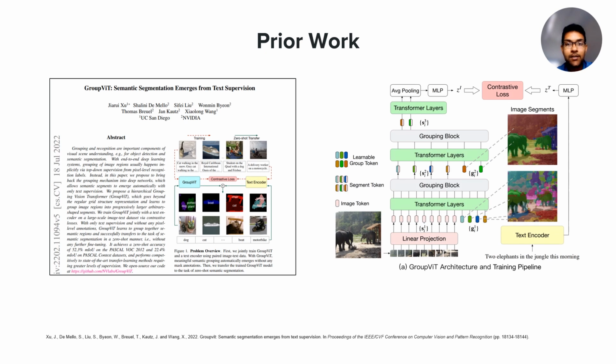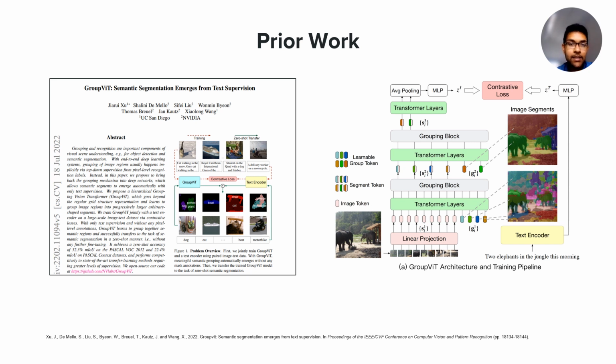Yet another popular work, GroupViT, proposes a modified vision transformer architecture with separate learnable group tokens to encapsulate concepts within regions of an image. This work does not use any segmentation annotations or masks, but changes the architecture of the vision encoder and hence has to be trained from scratch.